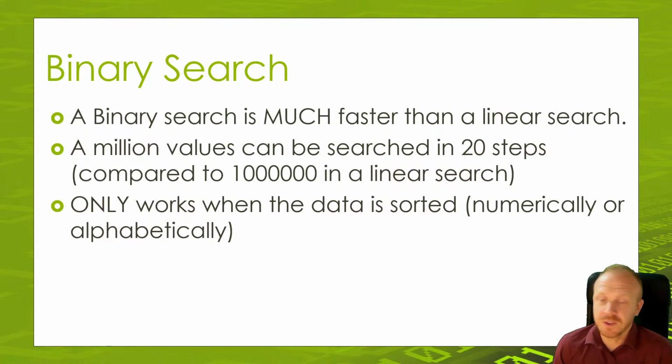So if it's unsorted, the only option you've really got is a linear search. If you've got a million unsorted values, it's going to take a million steps to find out if something's in there. If you've got a million ordered values, it can take 20 steps to find out if something's in there by doing a binary search.